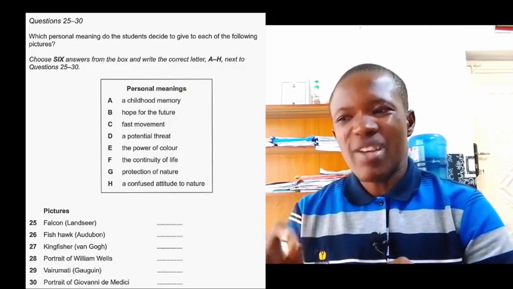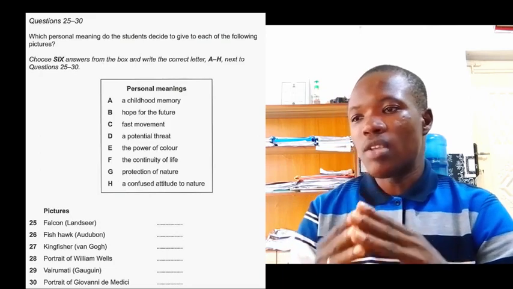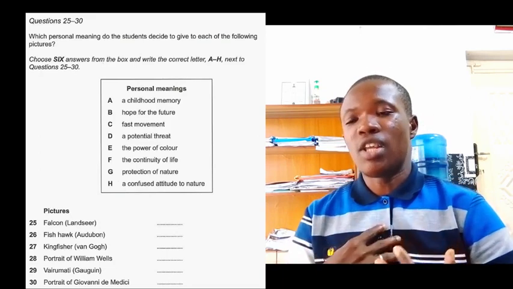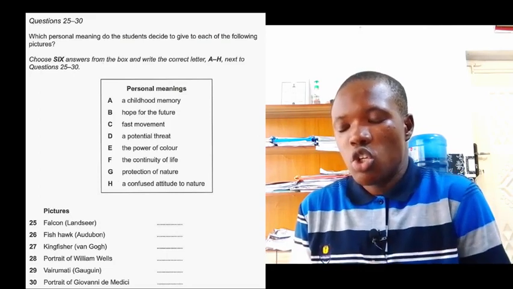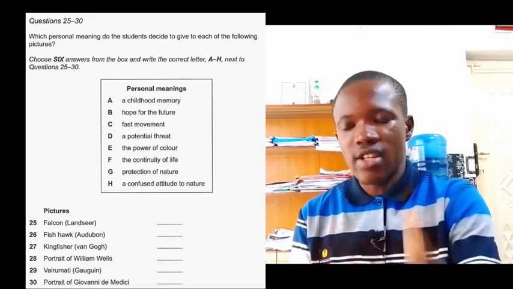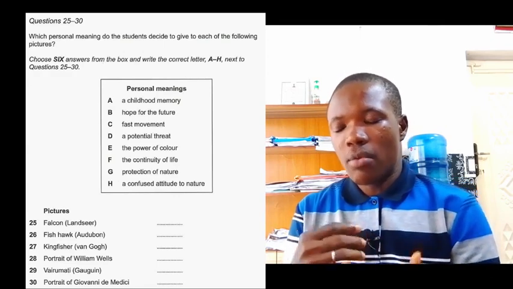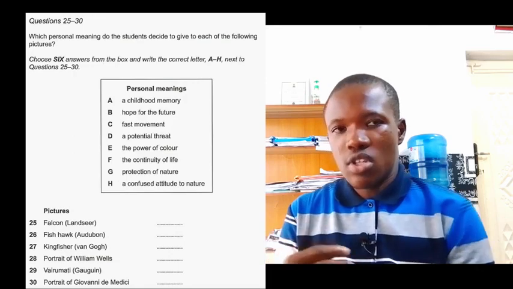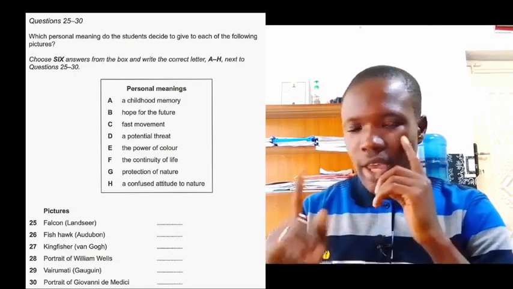Now, the question says, which personal meaning do the students decide to give to each of the following pictures? That means personal meaning is a meaning that is personal, meaning that is peculiar to them. It's based on their own personal opinions, not what other persons would have said, not what they've read from somewhere, but basically what they themselves have been able to conjure and decide or deduce concerning each of the pictures. So that is one thing that you need to bear in mind.